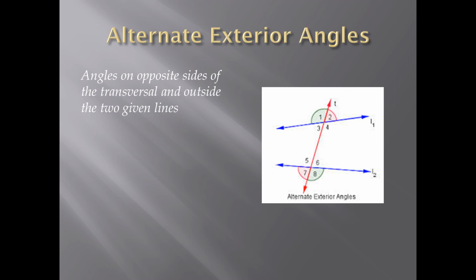Alternate exterior angles are on opposite sides of the transversal and outside the two lines. In the case of the given figure, angle 1 and angle 8 are alternate exterior, and angle 2 and angle 7 are alternate exterior.